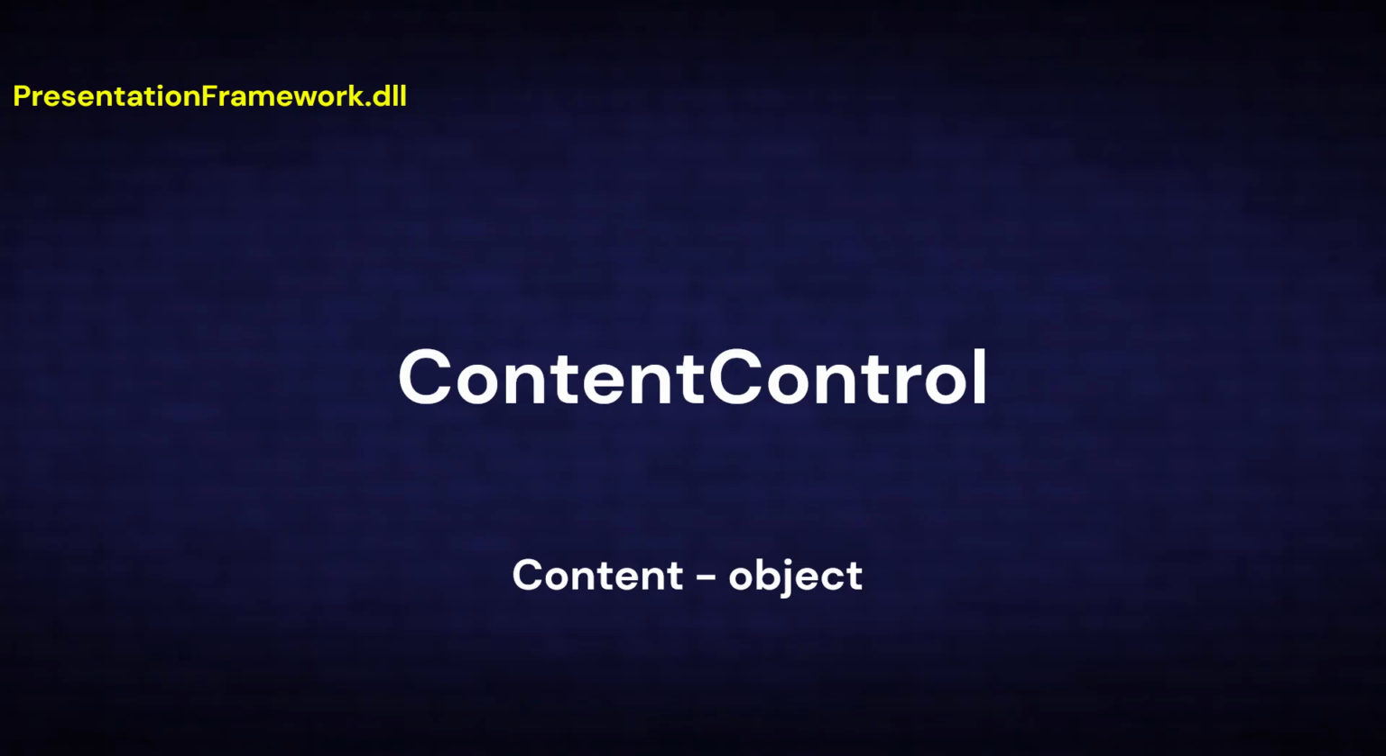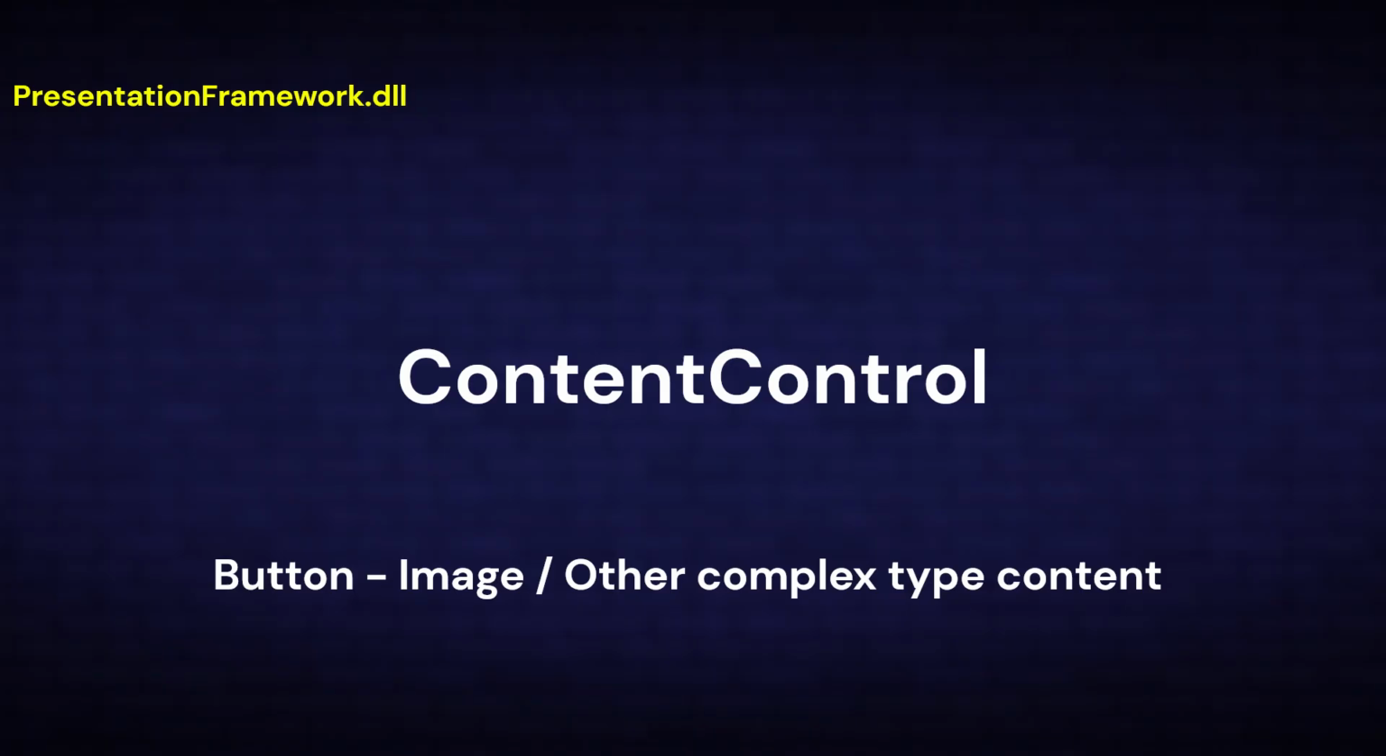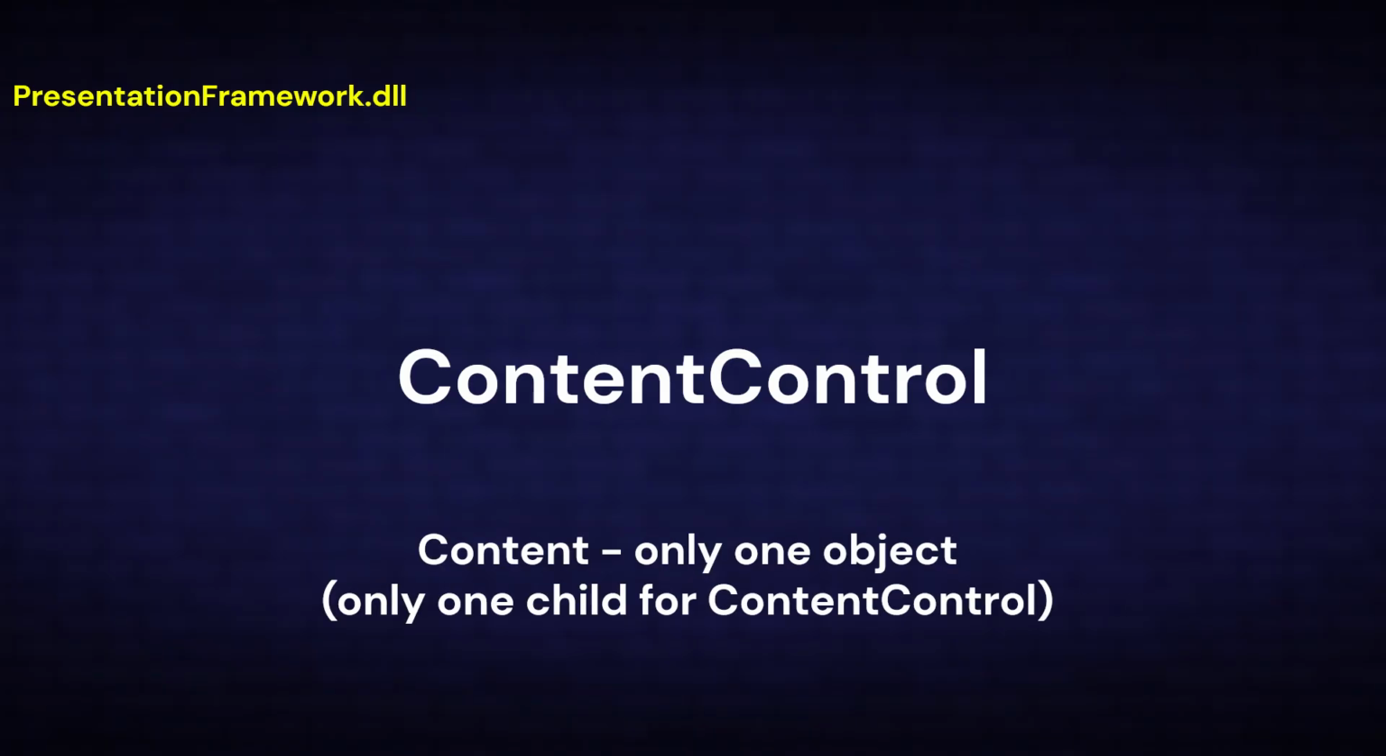The content can be of any type, because it is of type object. If we consider a WPF button control, we usually set the content property's value as a string. However, you can set the content to an image or any complex object if you want to. Note that content control can have only one child, that is, only one object as the content.